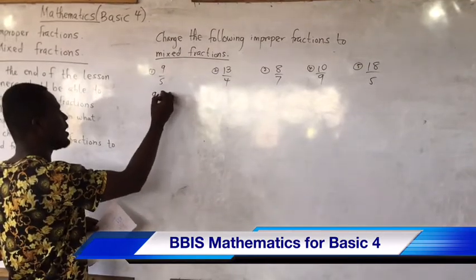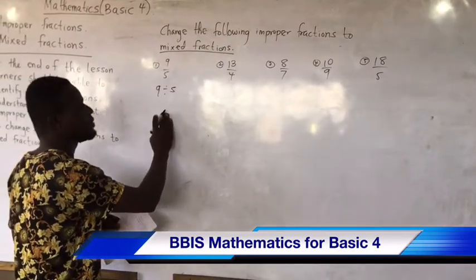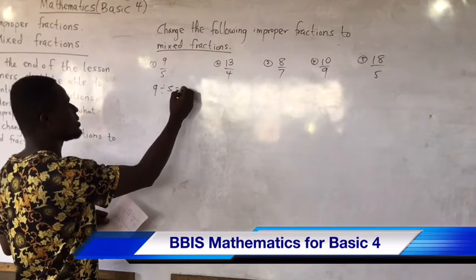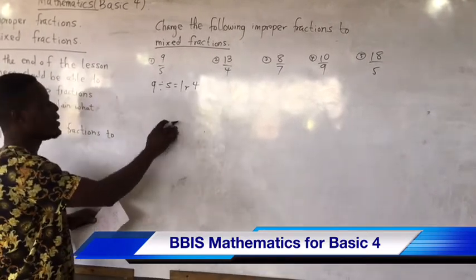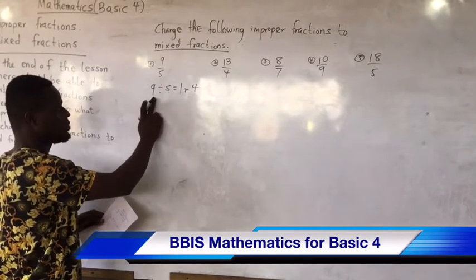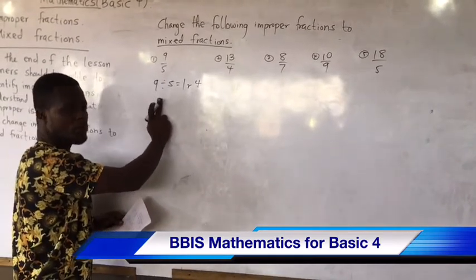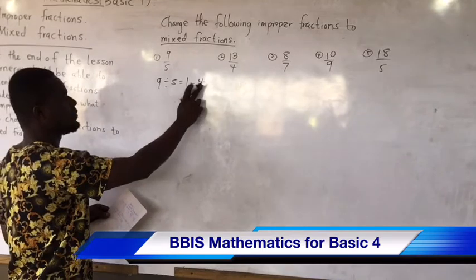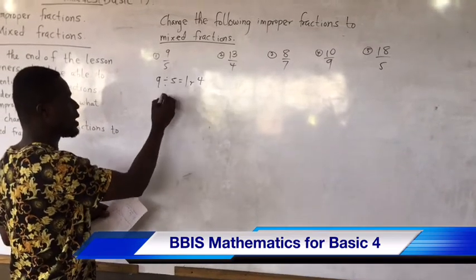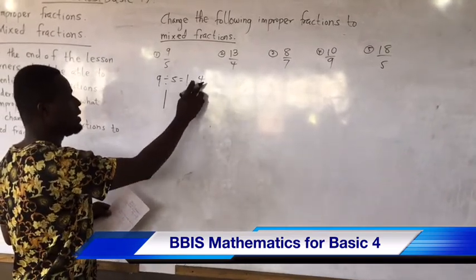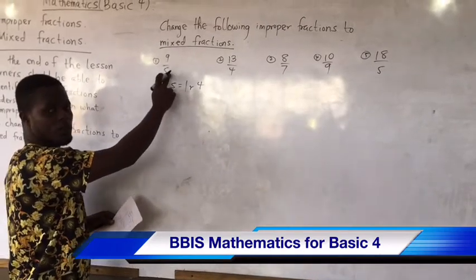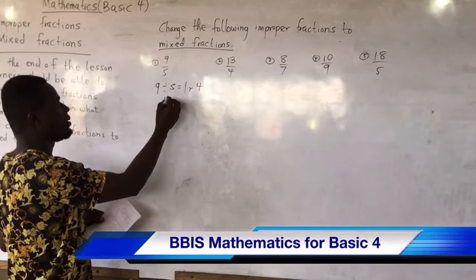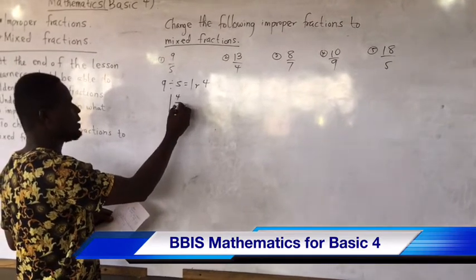So we divide the 9 by the 5. Each person is going to get 1, remainder 4. If 5 people are to share 9 mangoes, each person is going to receive 1, remainder 4. So this 1 becomes our whole number, and then we divide the remainder by the denominator. So we have 1 whole number, and 4 divided by 5.